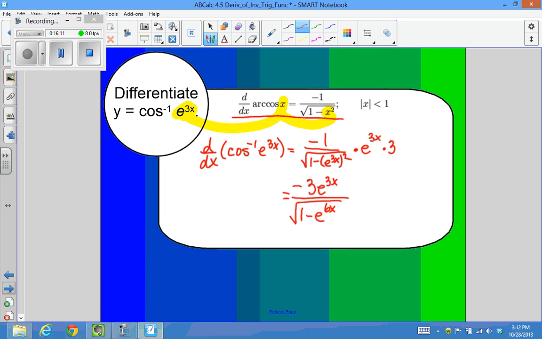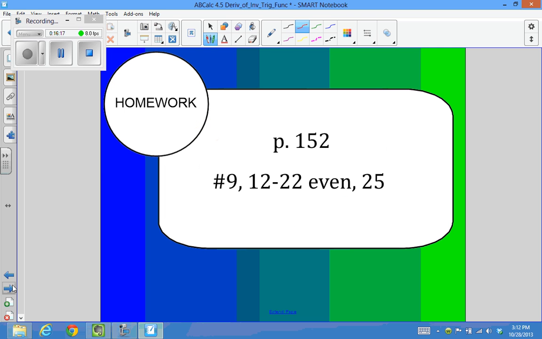So once you have those formulas memorized, it's really easy to use this. Okay, no problem at all. And there is your assignment. So just get those memorized, and then you won't have any trouble using them.